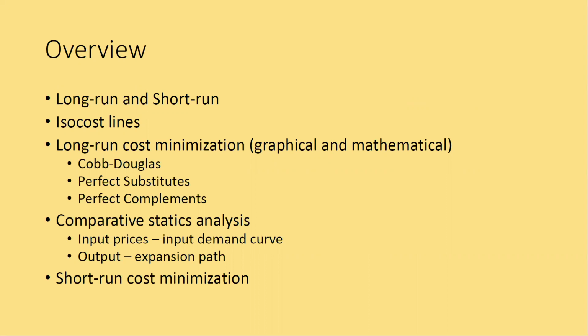With the distinction of long run and short run, we will first solve the long run cost minimization problem, and we will specifically discuss how we solve for 3 different types of production functions. I will also present them both graphically and mathematically, and I will also make a comparison between what we did in the consumer theory.